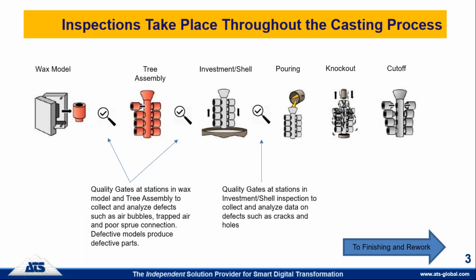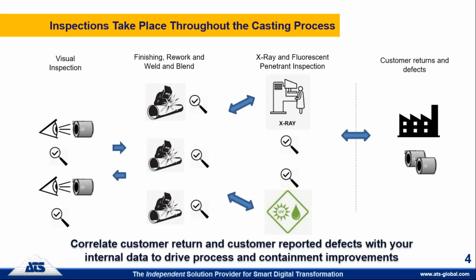And of course, if you're doing sand casting, you may not be investing or taking a look at wax models and shells, but you are surely doing inspections of cores, molds, dies, etc. So once you've actually poured your part, there's typically a knockout or shakeout type process and a cutoff if your parts are made on a tree as they are in investment casting. That's usually the first actual inspection of the product, and you'll see that the quality gates here are indicated by a magnifying glass with a check in it.